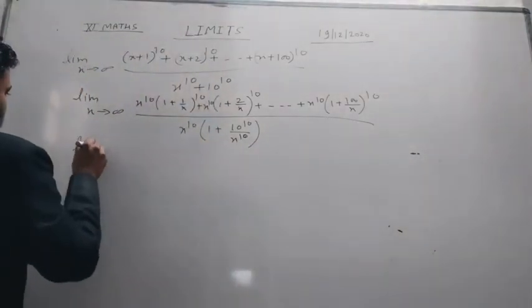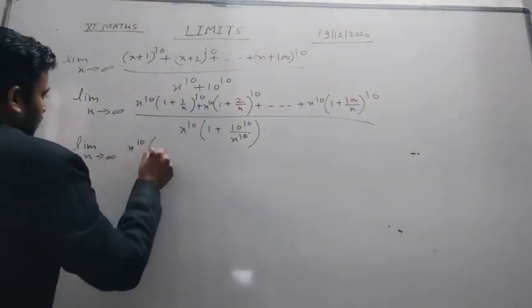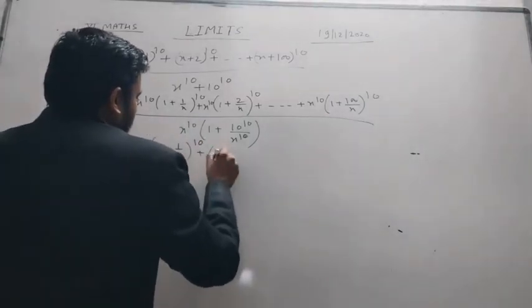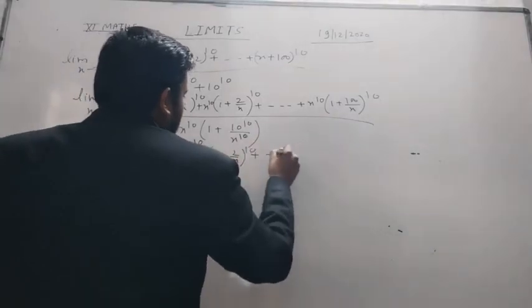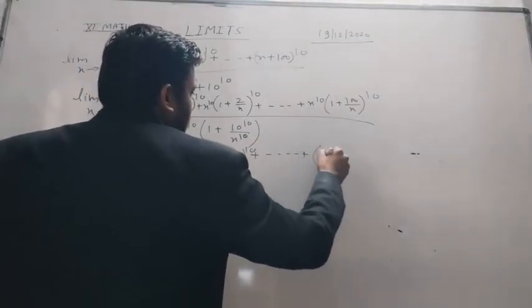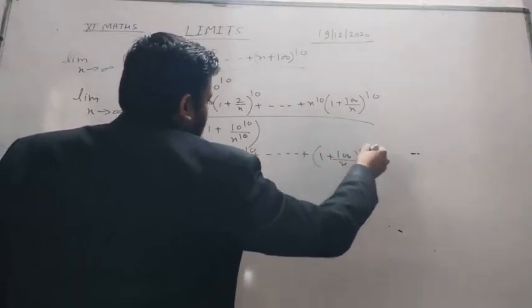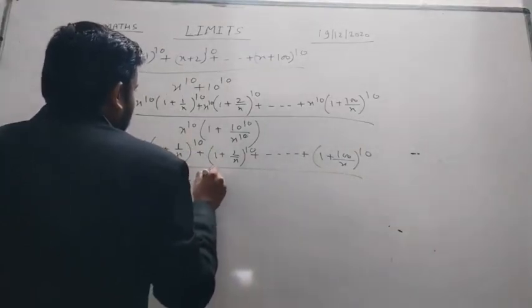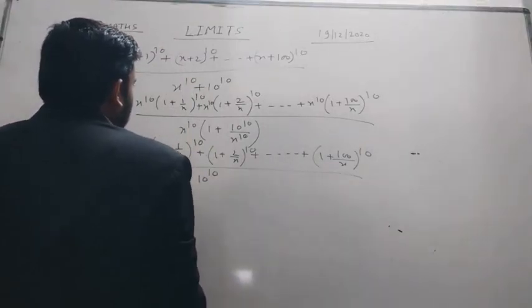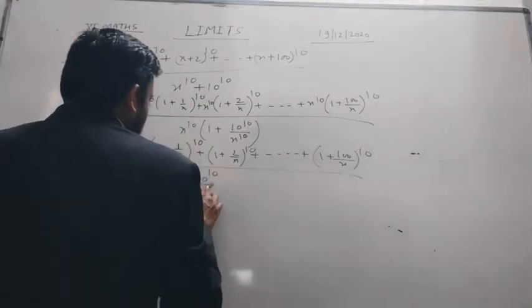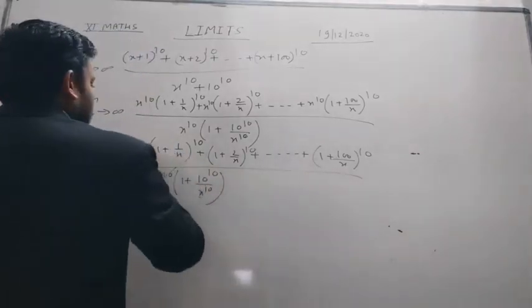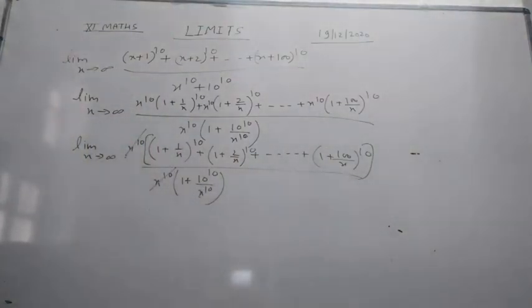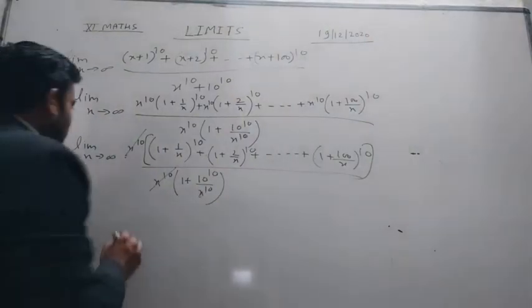Now limit x tends to infinity. We see that x to the power 10 is common, so it is cancelled from the numerator and denominator. Okay, student.